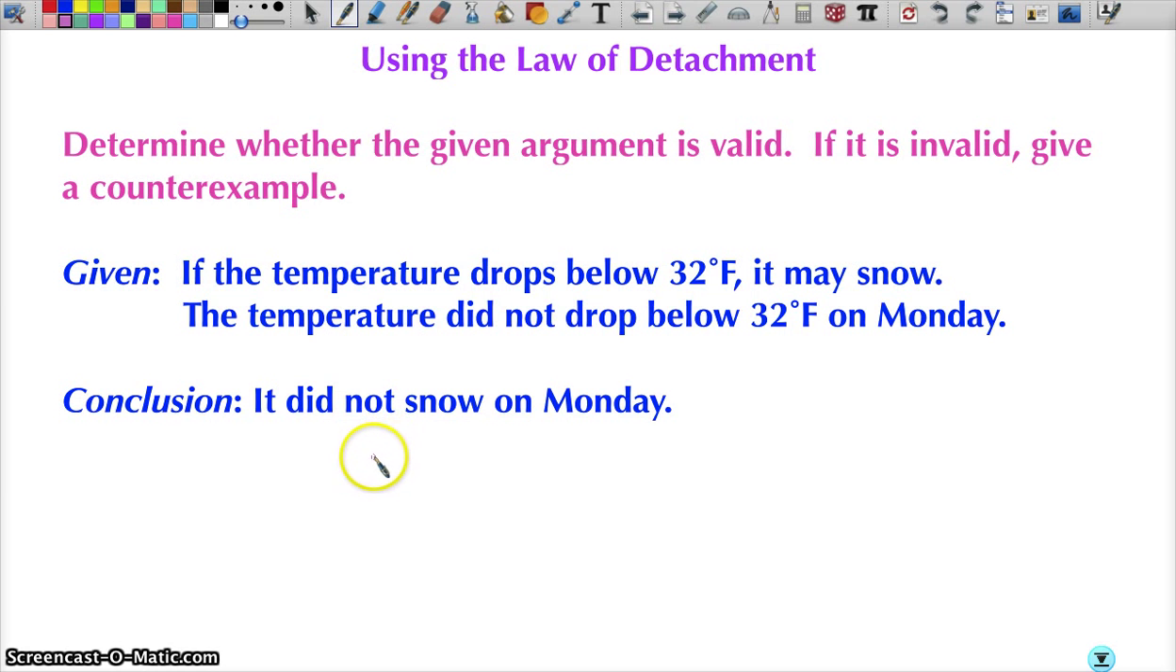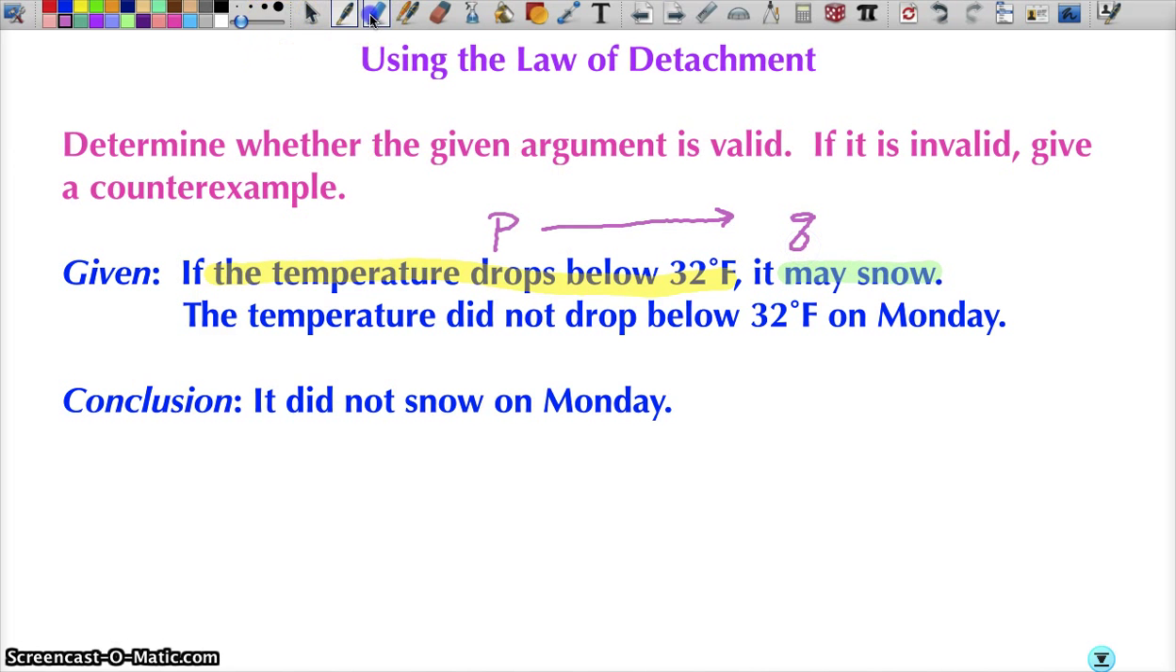Okay, so now here's another one, and this one's a little bit different. So we're determining again. If the temperature drops below 32 degrees, it may snow. Okay, so if the temperature drops below 32 degrees Fahrenheit, it may snow. So we've got our P implies Q.